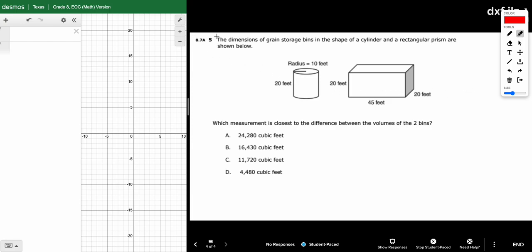Okay, now we will look at question number 5 from the assessment, and it reads, the dimensions of grain storage bins in the shape of a cylinder and a rectangular prism are shown below. Which measurement is closest to the difference between the volumes of the two bins? So I know that I'm dealing with a volume question, and it's asking us to find the difference between the two bins.